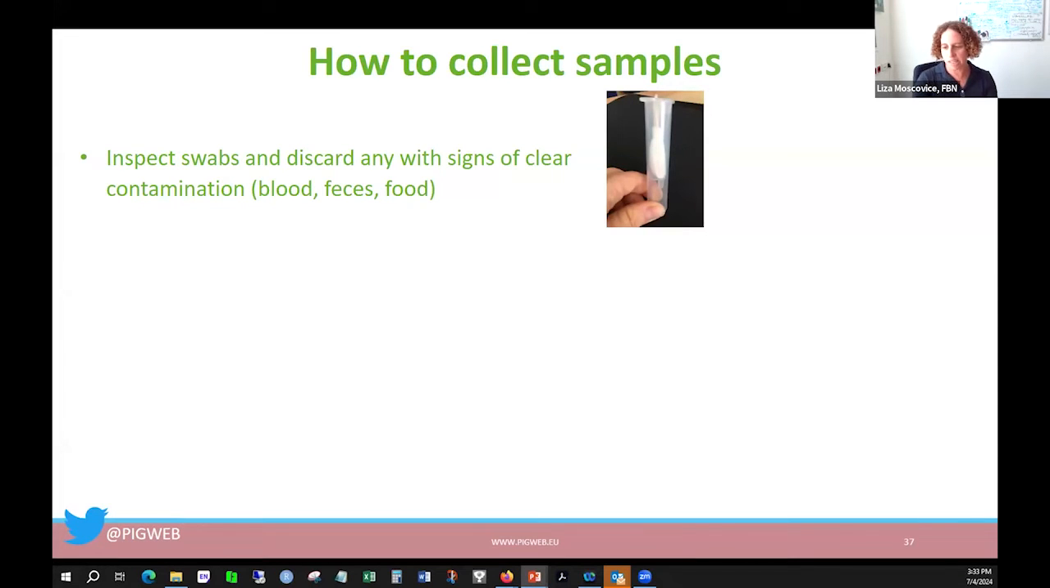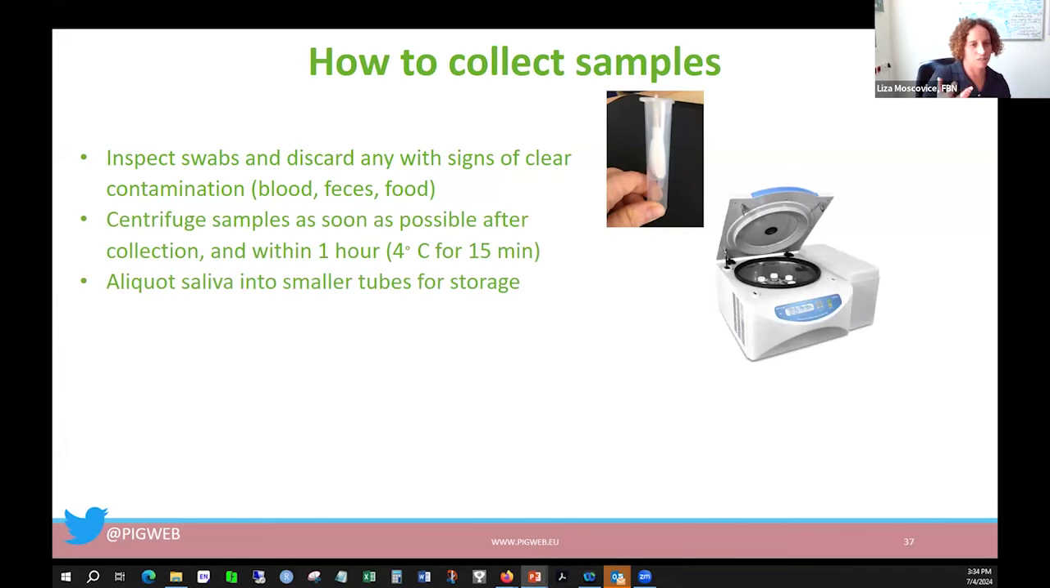After you get the sample, you want to inspect it and discard it if there are any signs of blood. You can really see these red spots if there's a cut in the mouth or something. This will interfere with your measurement entirely. Feces or food on the swab is not a good idea either if it's very obvious that it's contaminated.